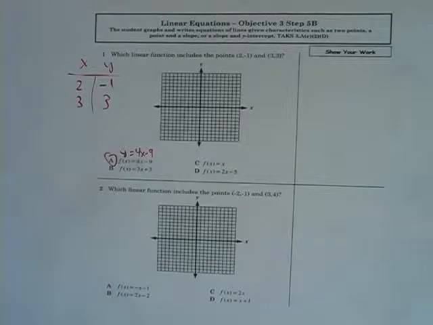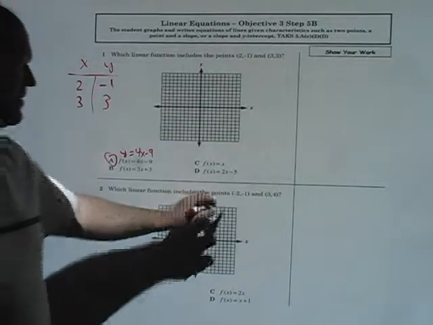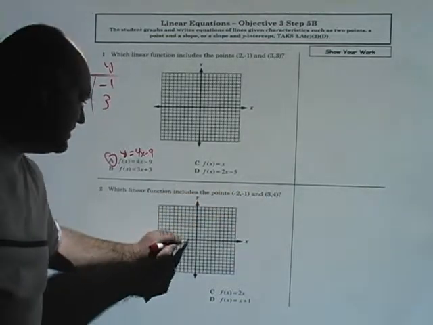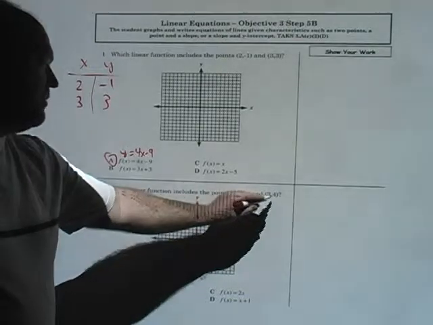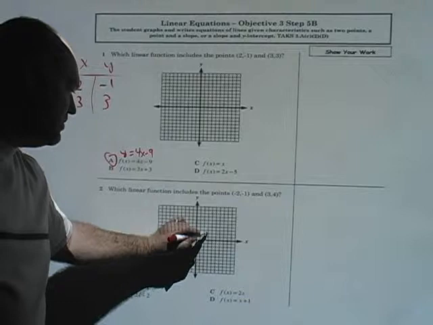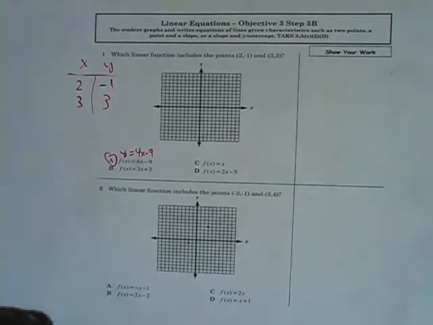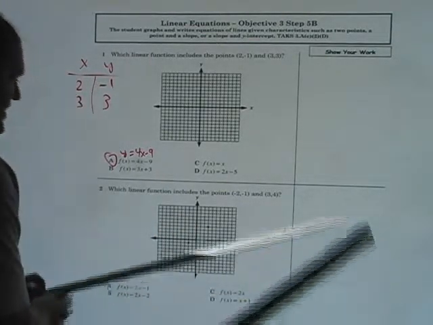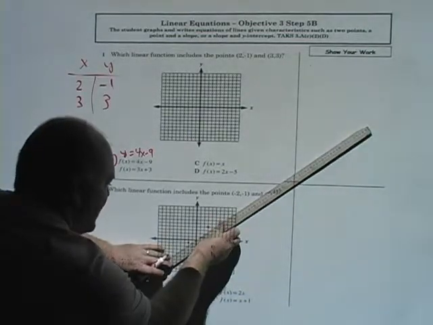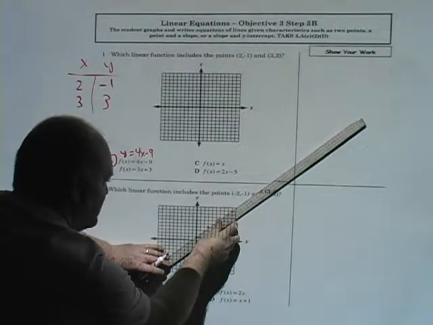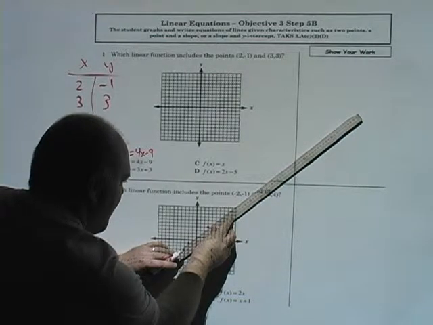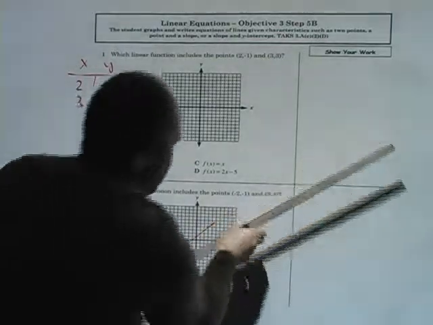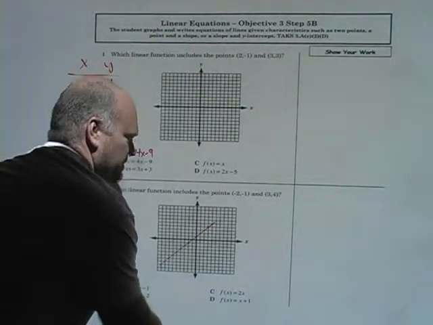Number 2. Same thing. Okay? I'm going to do this one a different way. I'm going to graph these points. -2, -1 is there, and 3, 4 is here. If I draw my line between those two, use a straight edge to get it as accurate as possible. Okay, it's not going to be perfect, but it's going to be close.